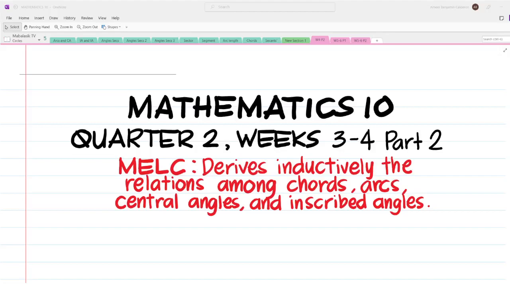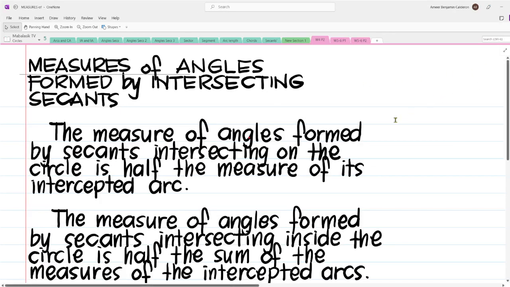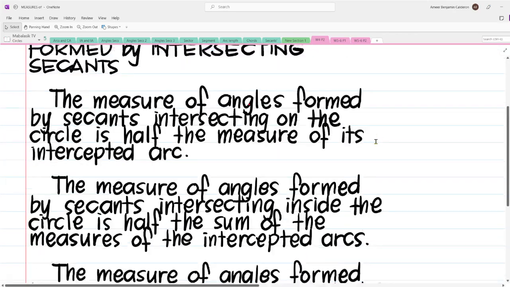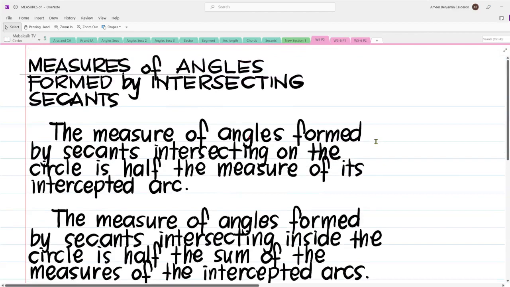Moving on to part 2 of weeks 3 to 4, we are going to discuss angles formed by intersecting chords, secants, and tangents. These are the concepts. I'm not going to read it anymore, but we are going to go back to these concepts when we are solving for the examples, so we can identify what concept we are going to use and how to go about it. So these are the examples.